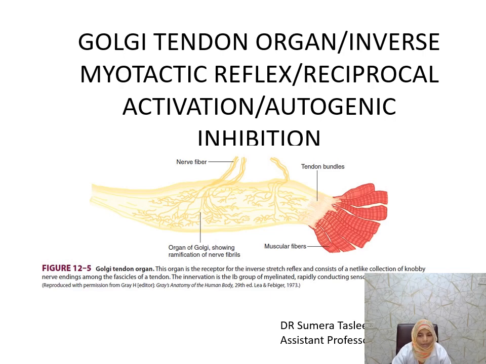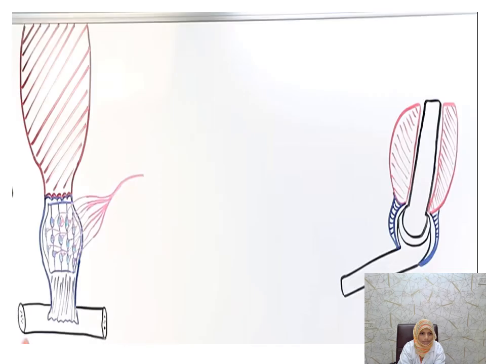Today we'll be talking about Golgi tendon organ. It is also called the inverse myotactic reflex or inverse stretch reflex. It is also called reciprocal activation or autogenic inhibition. We'll see why it is called so one by one.